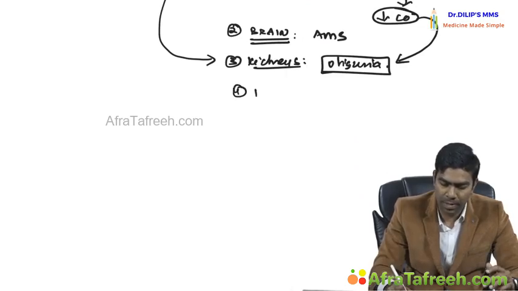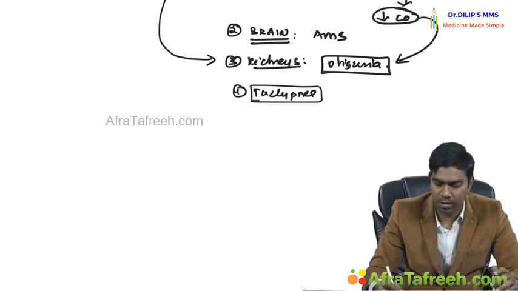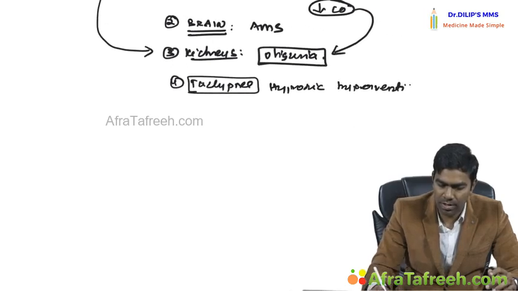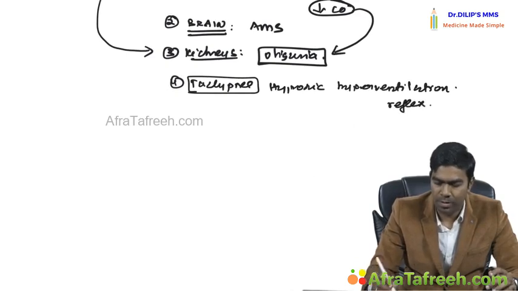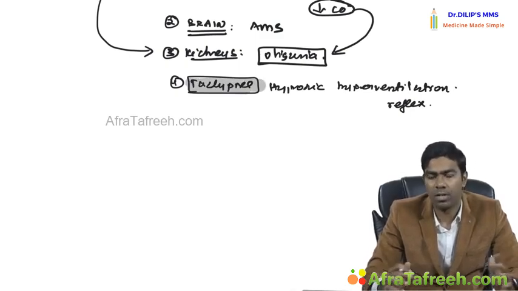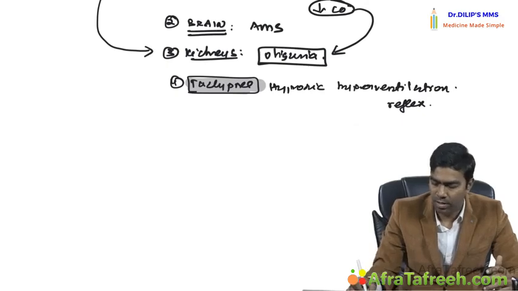Number 4, apart from that, you have tachypnea. Tachypnea is a very important sign of hypoxemia, obviously, because there is something called the hypoxic hyperventilation reflex. So what is the mechanism of tachypnea trying to increase the PaO2? So let us see an alveoli.